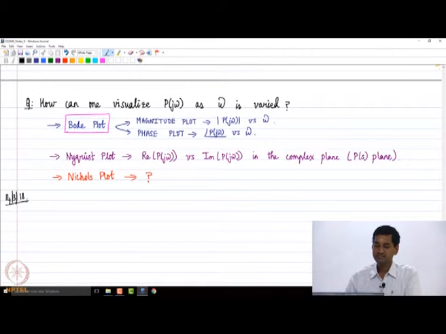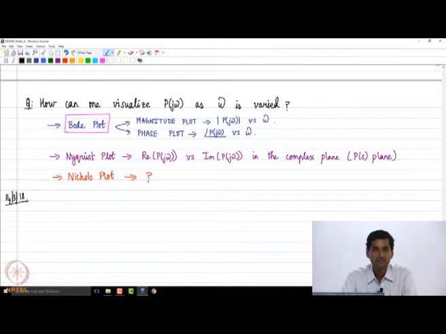The question that arises is that, since P of j omega is going to be a complex valued function of omega, how does one visualize it as omega is varied, from a practical perspective? For that, there are multiple visualizations that are possible. The most commonly used one, or the one that we are going to commonly use, is what is called a Bode plot, and there is something called a Nyquist plot and also a Nichols plot.